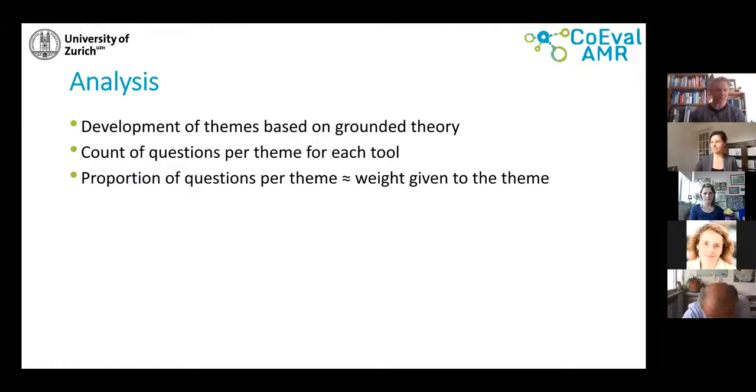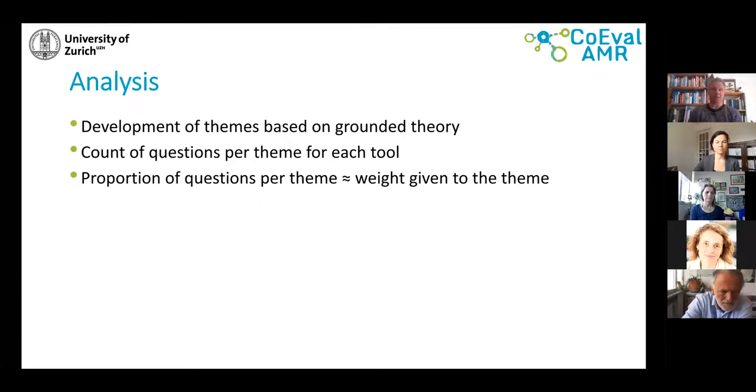We collected all the questions that were asked by those tools, overall something over 1,000 questions, and then we developed themes based on grounded theory. We went through one question after the other, in a group of three, to assess what theme was covered by that question. As we progressed, we refined the definition of the themes. If we thought it was necessary to develop another theme, we invented that new theme, and we kept evolving like that until all of the 1,000 questions were attributed to one or several themes.